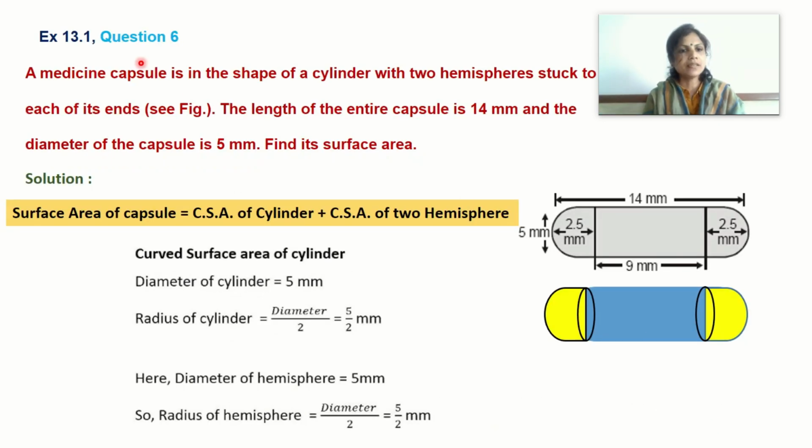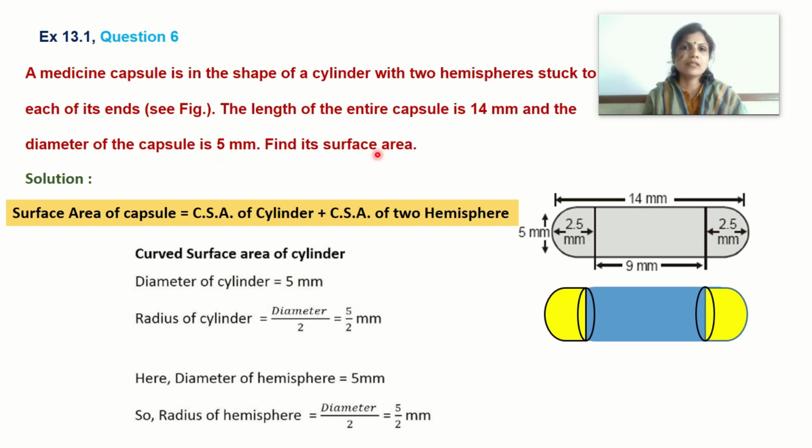Now question number 6. A medicine capsule is in the shape of a cylinder with two hemispheres stuck to each of its ends. See the figure, children, and for your understanding, one figure is drawn with colors also. The two hemispherical ends are yellow in color and the central part of the capsule is blue in color. The length of the entire capsule is 14 mm and the diameter of the capsule is 5 mm.